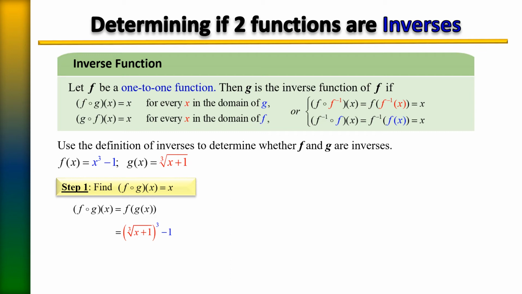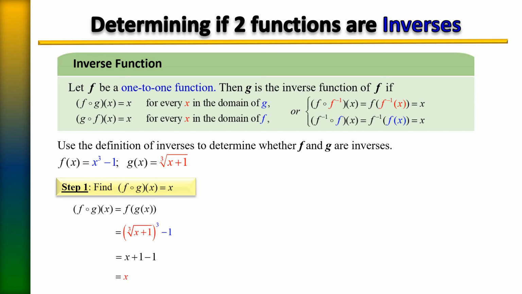So now that we do that, we can go ahead and simplify this. The cube root of x plus 1 raised to the third power, the cube root and cubing it, those two operations are opposites of each other, and they will cancel each other out. So that leaves you with simply x plus 1. And then you also have minus 1. So notice the ones will cancel out because they're opposites of each other. So it does equal x.